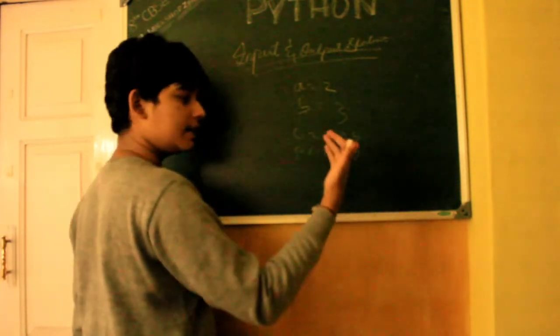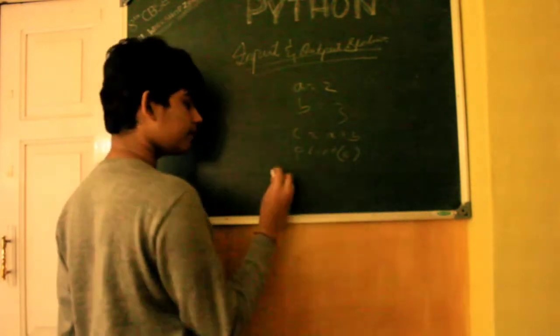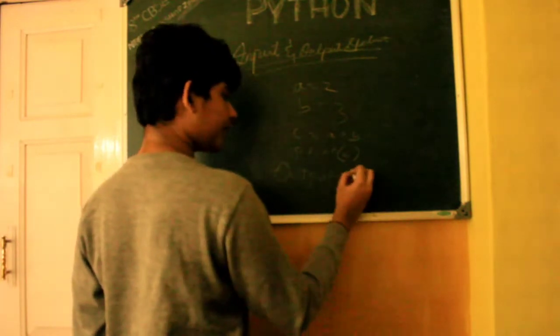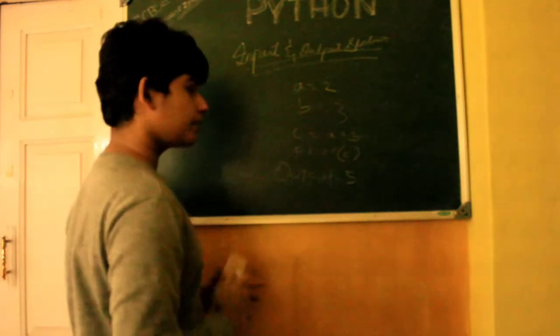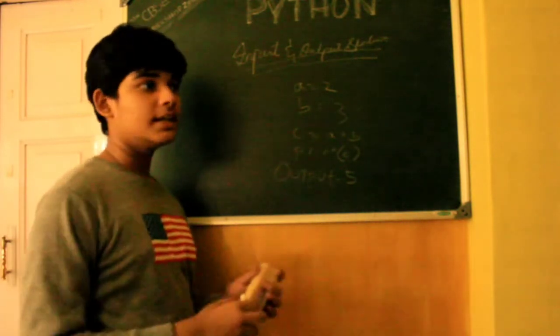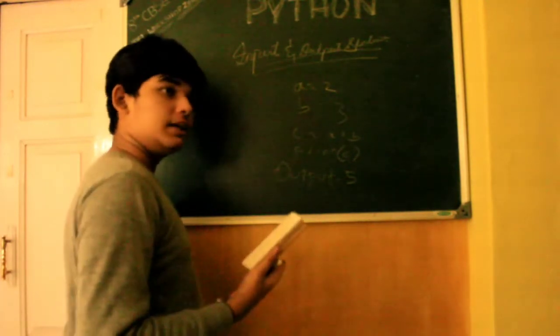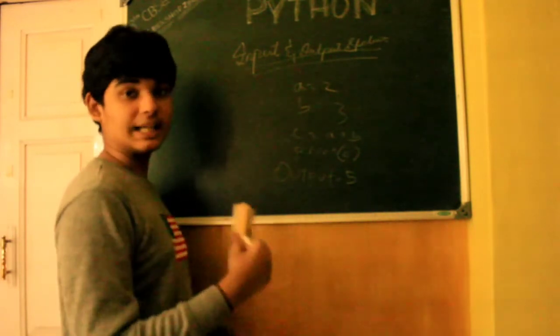So if you remove the quotes, the output will be 5 because it adds 2 plus 3. That is basically how the print statement works. There are a lot more things and a lot more explanation. We'll talk about this mostly in the practical episode because we can practically see how it actually works. But this is basically how it works.